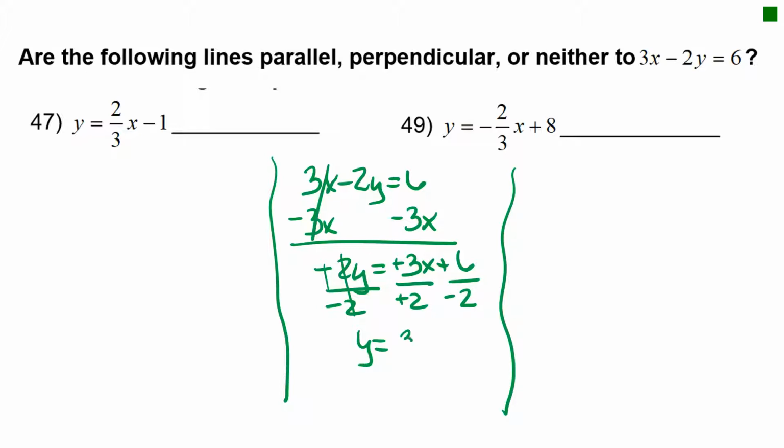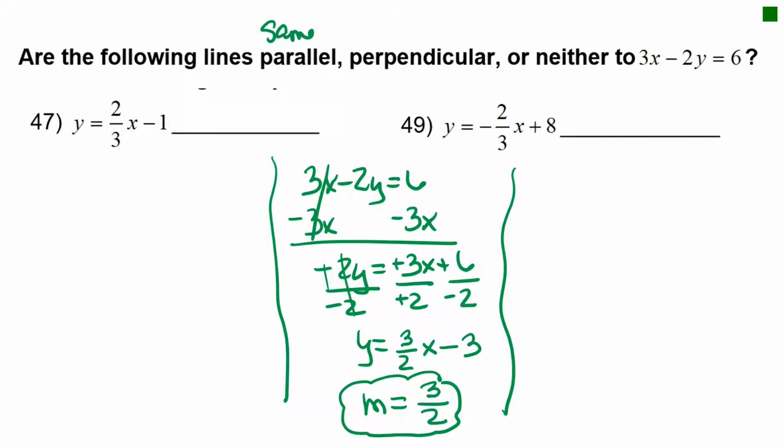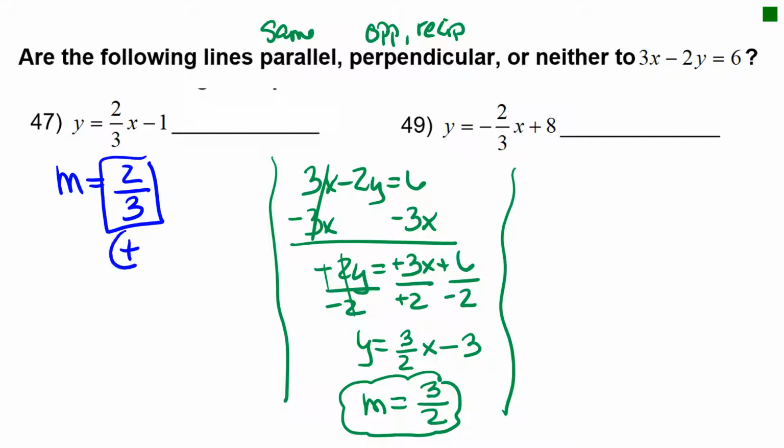2 negatives cancel out, become a positive. 3/2 x. 6 divided by negative 2 is negative 3. Here's what's important. My slope is 3/2. In order to be parallel, I have to have the same slope. Perpendicular, opposite reciprocals. Remember, we have to op and flop. Neither of those. So on this one over here on the left, number 47, y is alone, so my slope is 2/3. So I am looking at a positive 2/3, comparing it to a positive 3/2. Well, they're reciprocals, so obviously it's perpendicular.